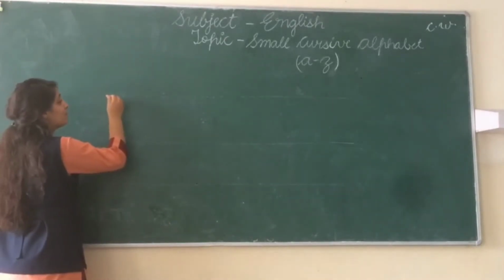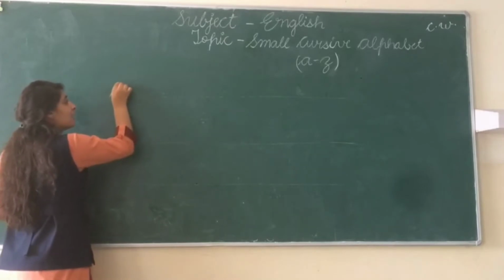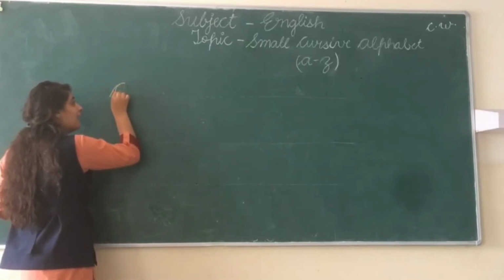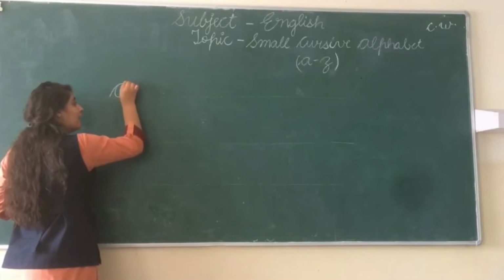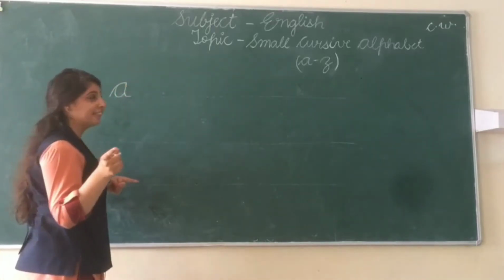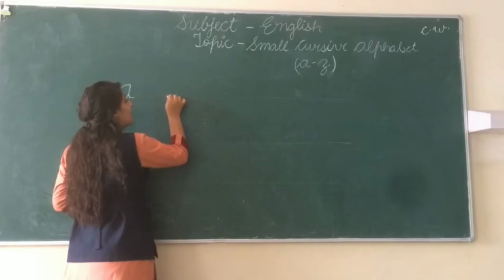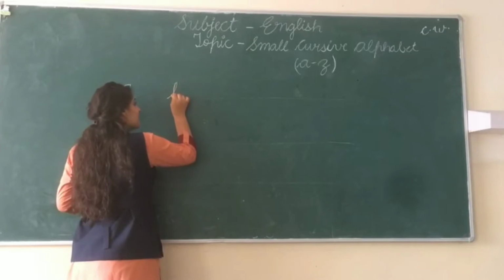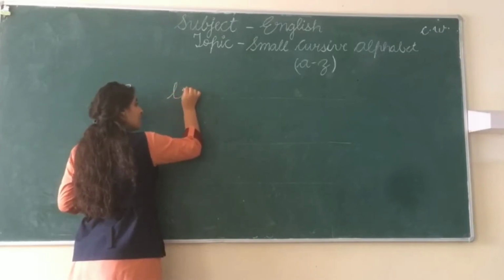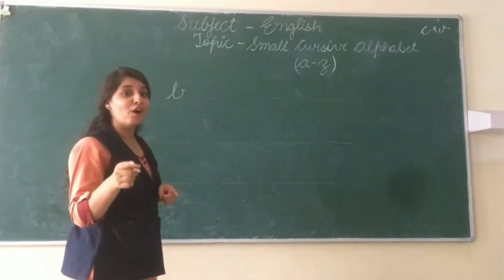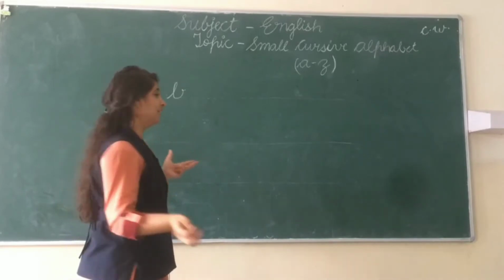Our first alphabet is A. A for apple. Our next alphabet is B. B for ball.